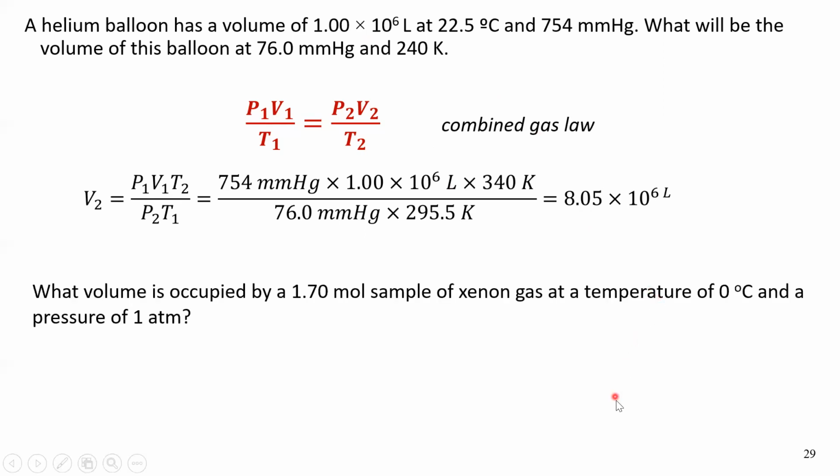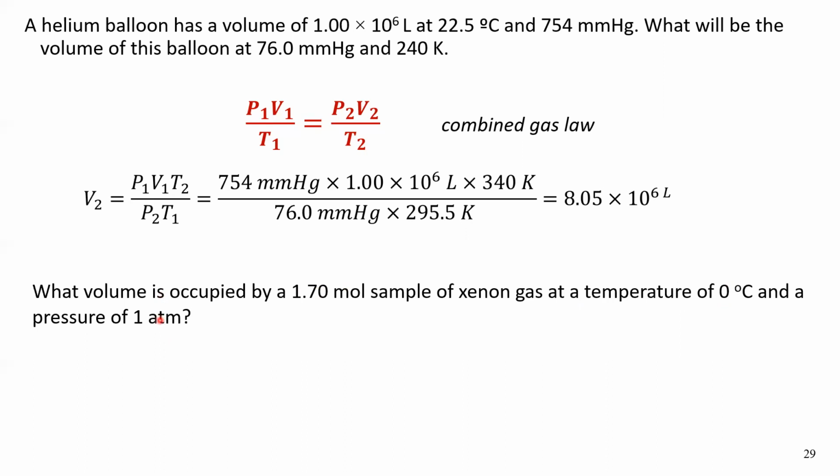So let's look at a second problem similar to this. It says, what volume is occupied by a 1.70 mole sample of xenon gas at 0 degrees Celsius and 1 atm? So we can do this two different ways. We can identify it as an ideal gas law problem because we have n, we have T, and we have P. So we can solve for V.